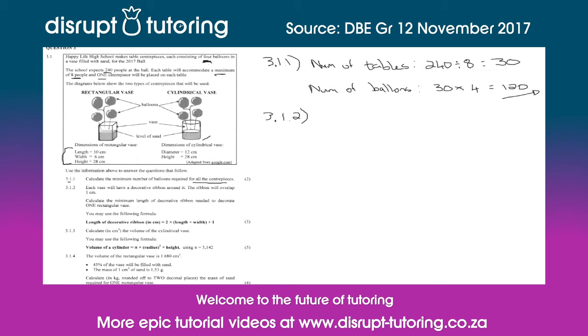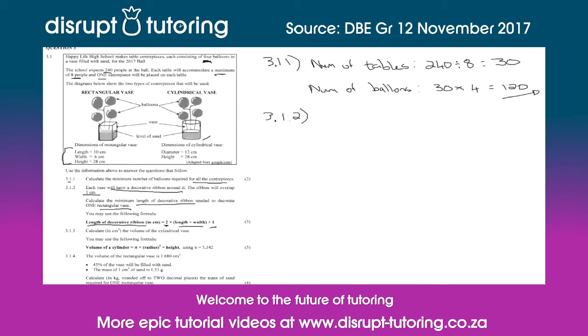3.1.2. They said that each vase will have a decorative ribbon around it, and this ribbon will overlap by 1 centimeter. Calculate the minimum length of the decorative ribbon needed to decorate 1 rectangular vase. And they've given us the formula that we can use. The length of ribbon is going to be 2 times length plus width, plus 1, because they said it needs to overlap by the 1 centimeter.